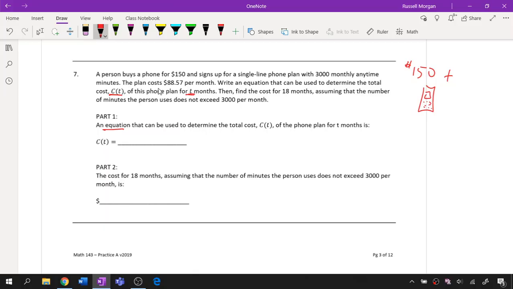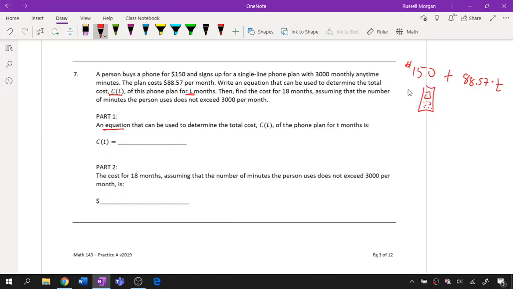The plan costs $88.57 per month. Okay, so I'm going to own the phone, but then I also have to pay $88.57 per month, which means I don't just pay this once. I might pay it for another month, and another month, and another month. It looks like T is how many months. So for every month, I'm going to pay this again and again and again. I'm going to pay this multiple times. So I'm going to times this by T.